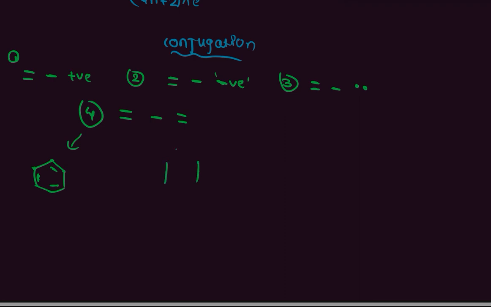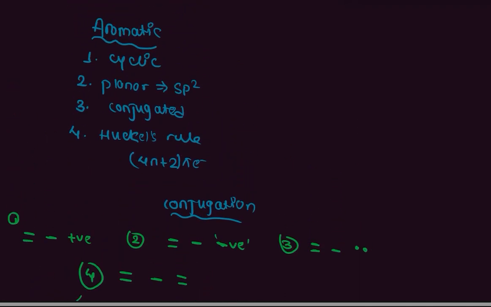For example, like this, here there is a double bond, single bond, and single bond, which means this compound is non-conjugated. Clear? I hope conjugation is clear. So for aromatic, the compound should be cyclic, planar, third conjugated, and fourth it should obey Huckel's rule.